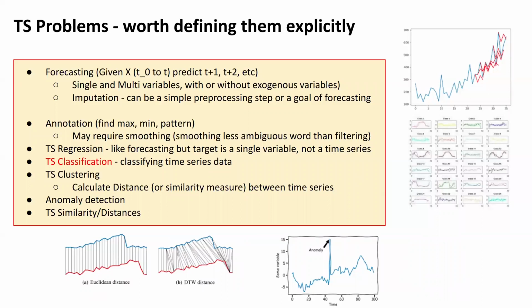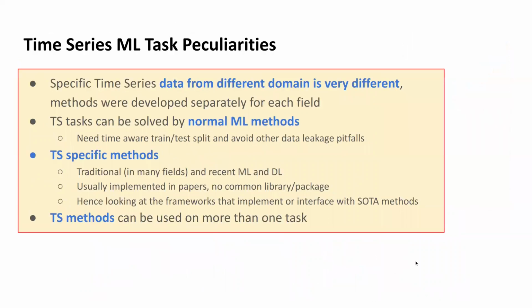And yeah, the task that I haven't worked on but is important for time series is anomaly detection. So if you have a set of time series, what should you expect and what's an anomaly? So why are time series algorithms different?